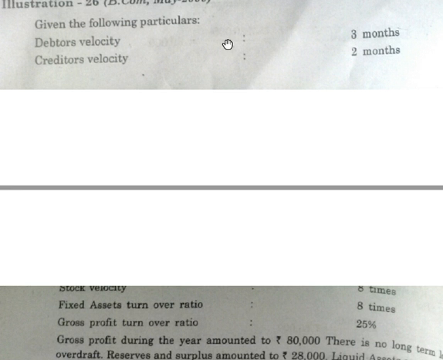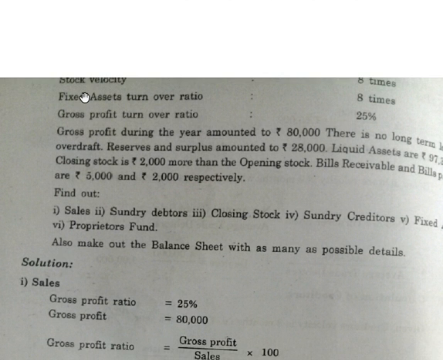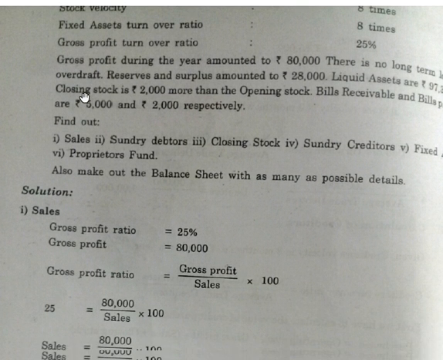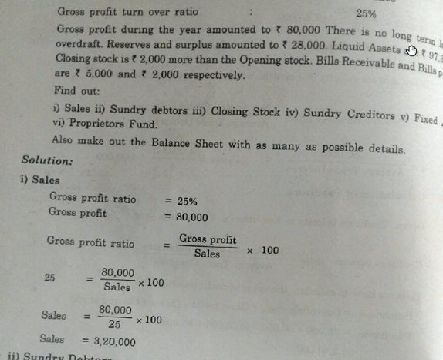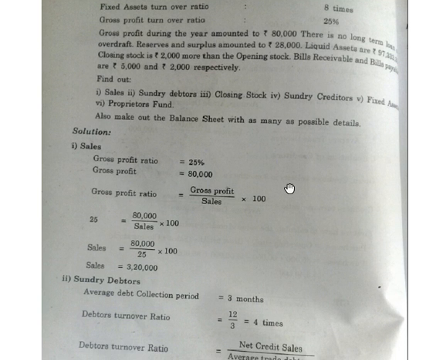Next question, given the following particulars: debtors velocity, creditors velocity, stock velocity, fixed assets turnover ratio, gross profit turnover ratio, and gross profit during the year amounted to 80,000. There are no long term loans or overdraft, they are telling. Long term loans and reserves and surplus amounted to rupees 28,000. Liquid assets are 97,333. Closing stock is 2,000 more than the opening stock. Bills receivable and bills payable, they are telling as 5,000 and 2,000 respectively. So you're supposed to find out sales, sundry debtors, closing stock, sundry creditors, fixed assets, proprietors fund, and also you're supposed to make out the balance sheet.